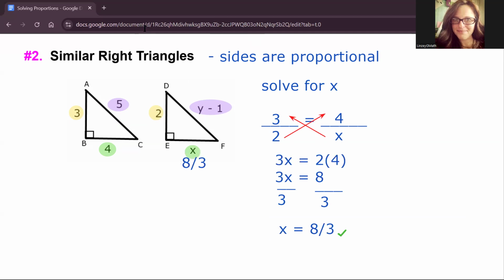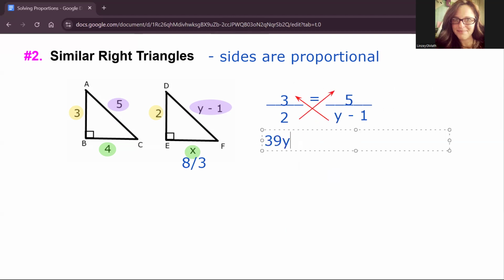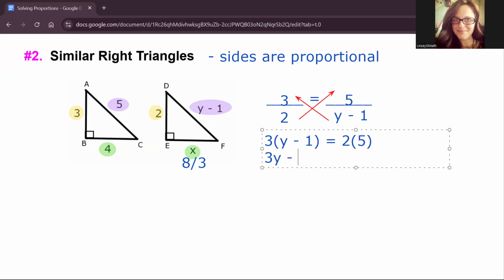And let's solve for y. Solving for y, we'll set up our proportion. Corresponding sides, 3 over 2, and corresponding sides, 5 over y minus 1. And then to solve a proportion, we will cross multiply. 3 times y minus 1 is equal to 2 times 5. And we're going to multiply, distribute 3 times y, 3 times negative 1.